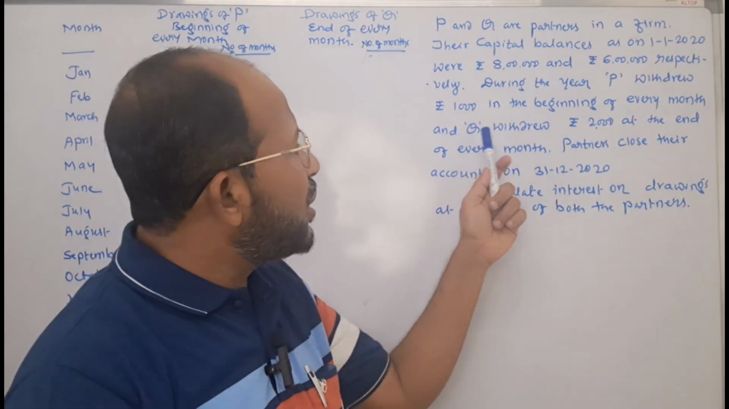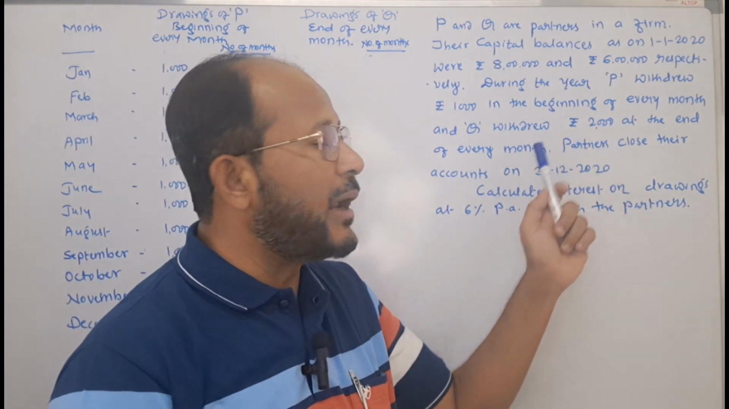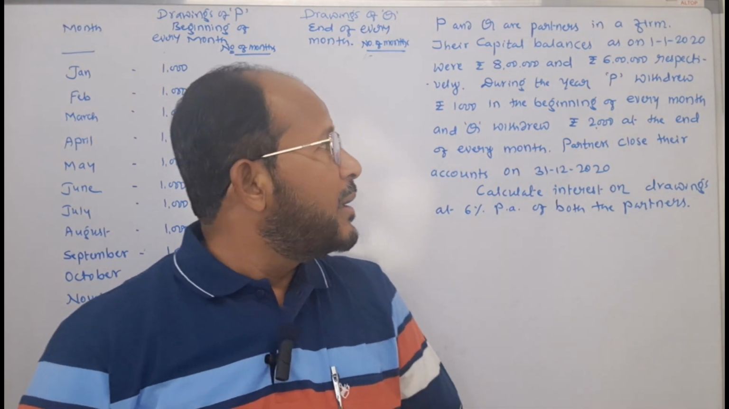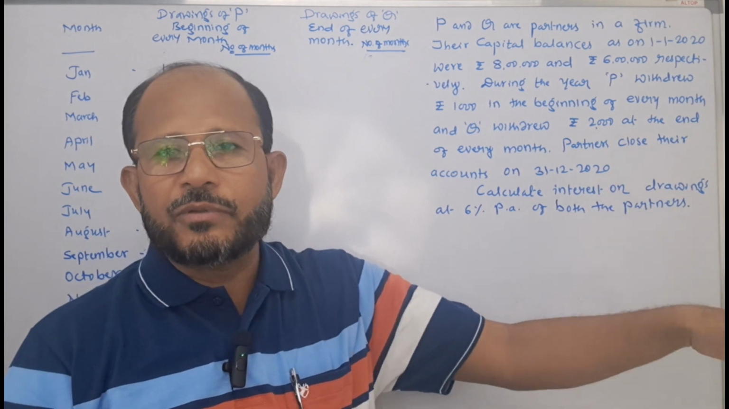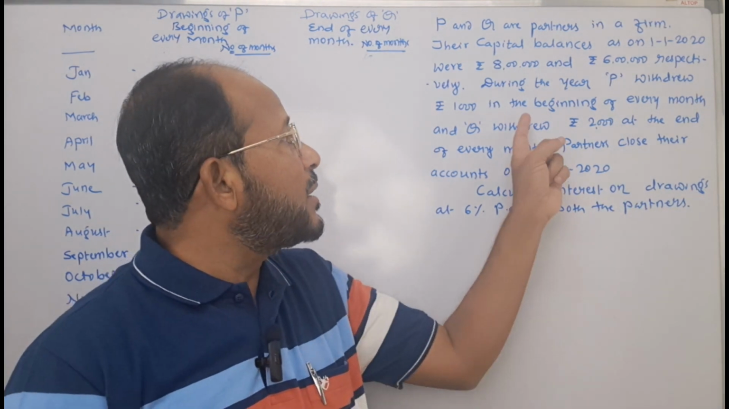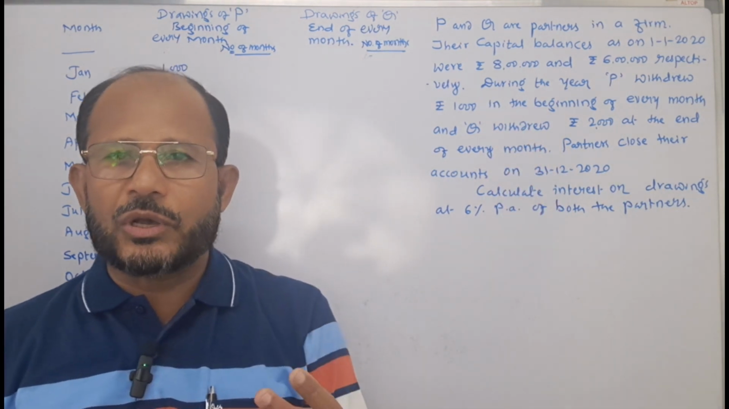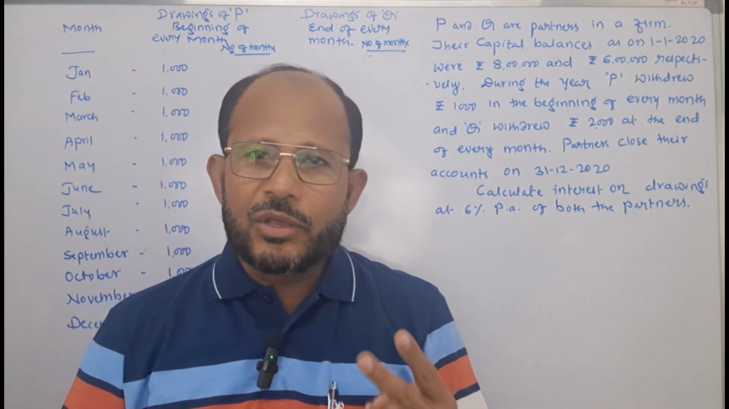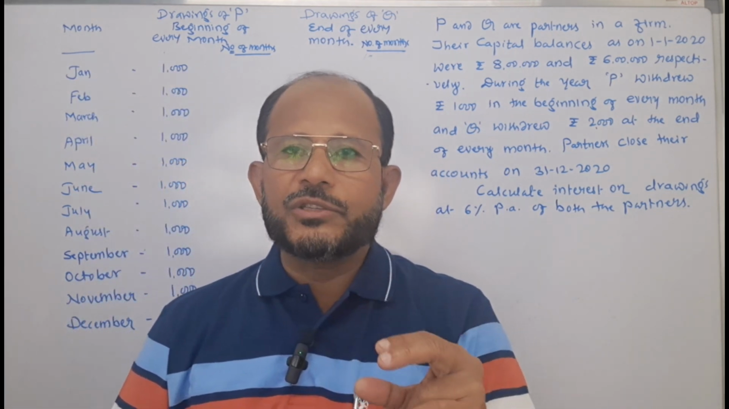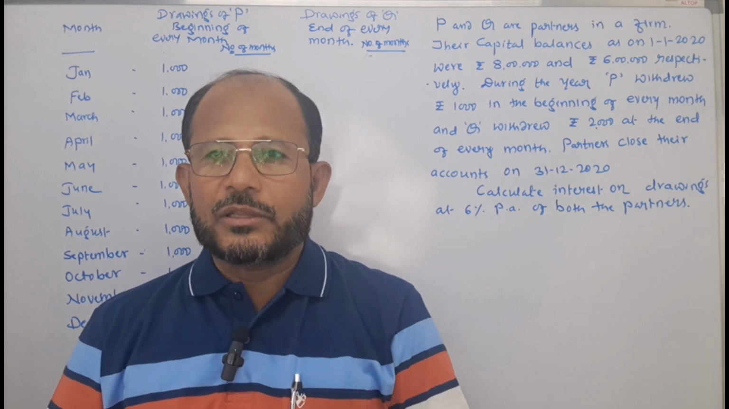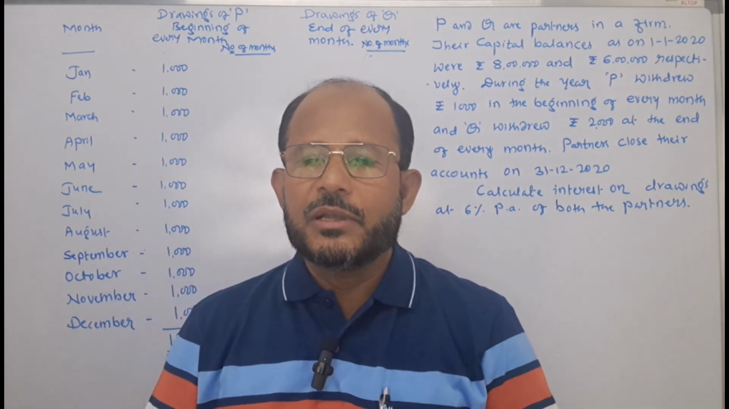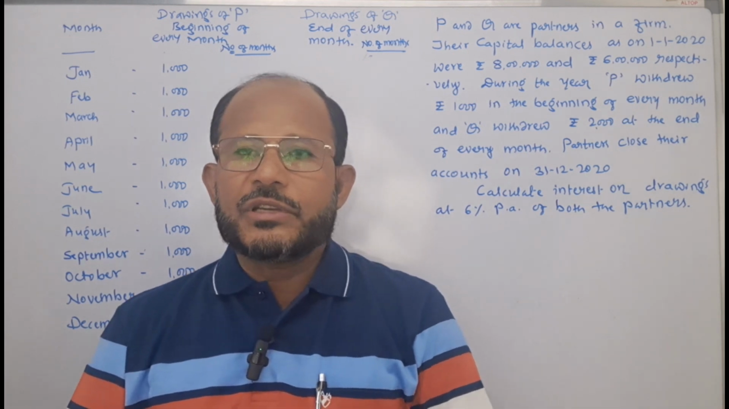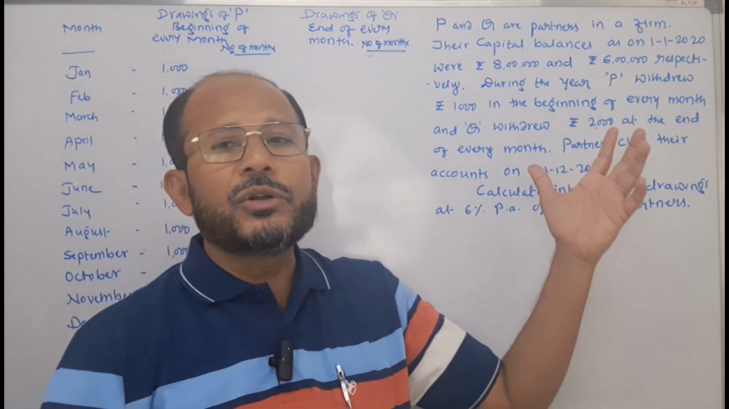Next you see Mr. Q has withdrawn rupees 2000 at the end of every month. In case of P, it was the beginning of every month, meaning on 1st January, 1st February, 1st March, like that. But Mr. Q has withdrawn rupees 2000. Here also Mr. Q has withdrawn a fixed amount of money every month. But when has he withdrawn that amount? At the end of every month. Meaning on 31st January, he withdrew rupees 2000.